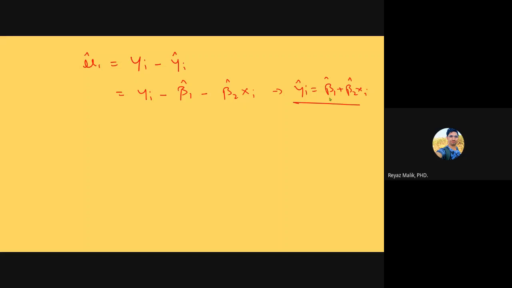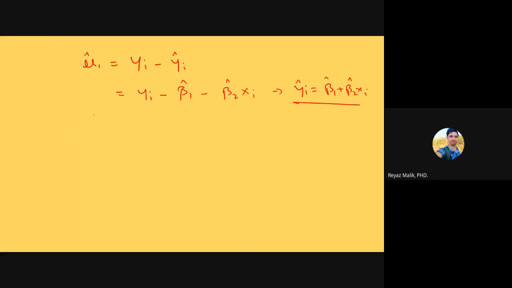Okay, so what is our job? What is the point to highlight here? The point to highlight here is that the error we are getting is equal to the actual regression function minus the estimated regression function, the sample regression function.